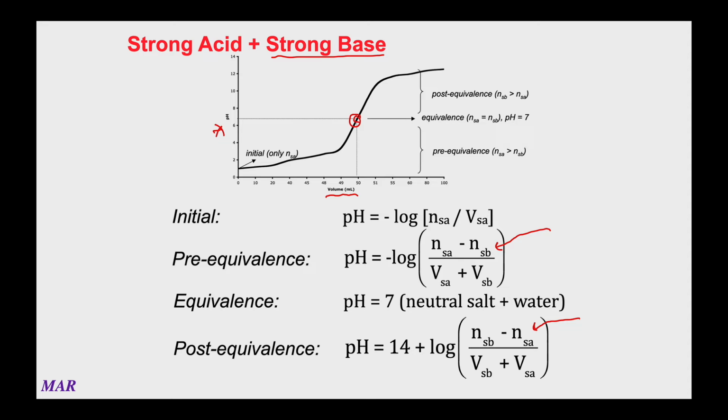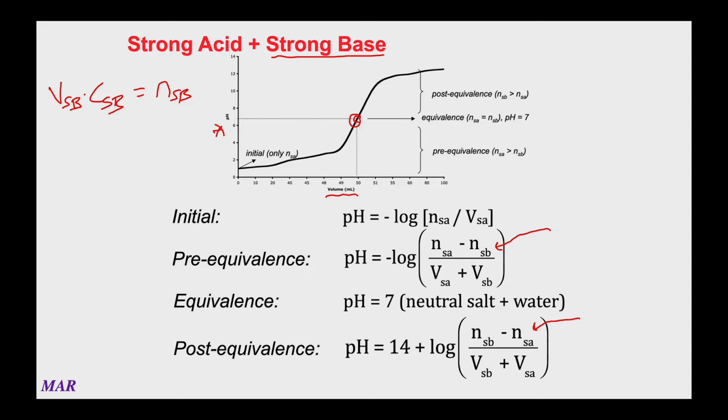You can usually find the VSB, the volume of the strong base, from the titration graph itself. That's the x-axis. And then remember that volume of a strong base times concentration of strong base equals moles of strong base. So if you know the volume in liters and you multiply it by the concentration of the strong base, moles per liter, that's going to give you NSB, the moles of strong base. And that's what you'll do on these different problems.